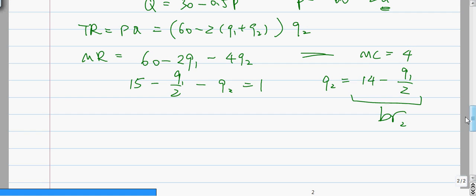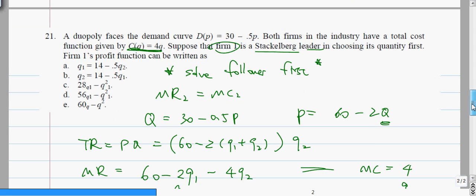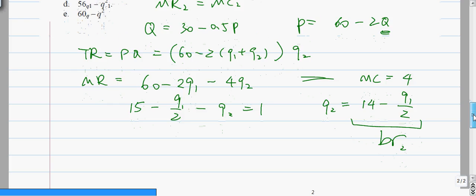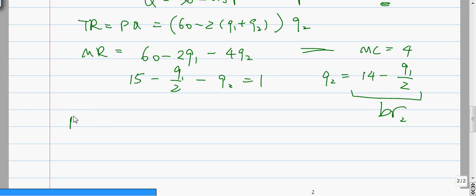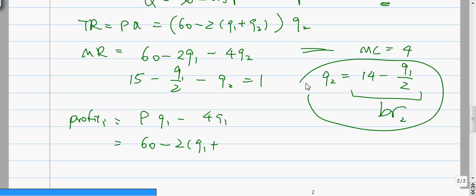The question is asking us to solve for the profit function, so it's easier than solving the whole thing. So the profit for firm 1 is just P times Q1 minus 4Q1. And P, we know what P is. P is this thing, Q1 plus, now we know Q2 as well. So we substitute it here.